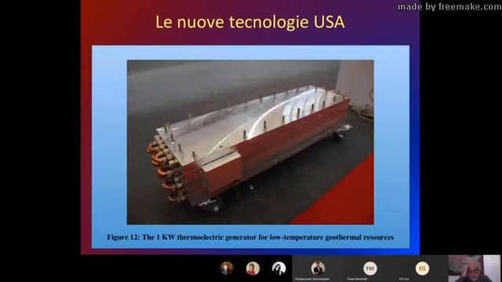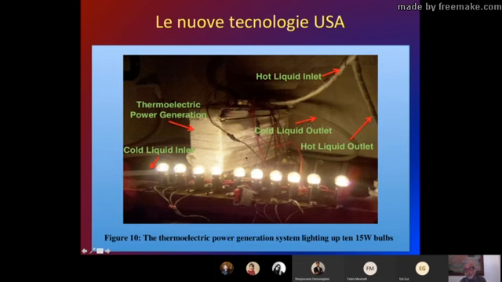And this is the system that has been developed at Stanford in California, in which you have hot water and cold water running. This is cold, this is hot, this is cold, this is hot, cold, and hot. So you have cold water and hot water, and in between you have your cells. And this is how they produce electricity.